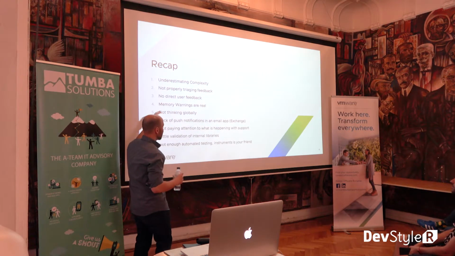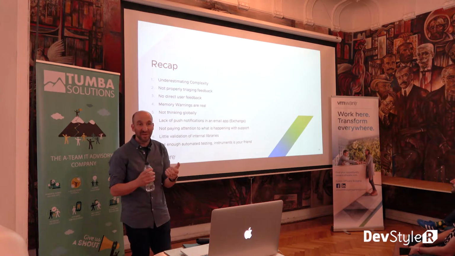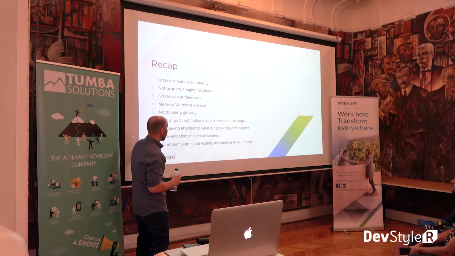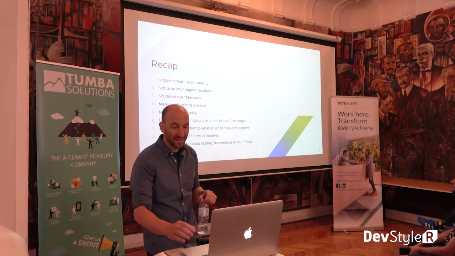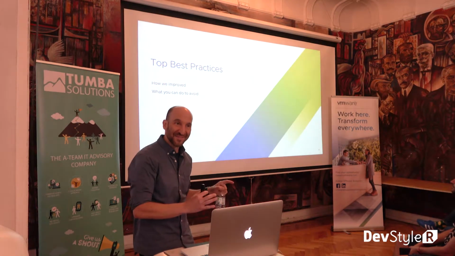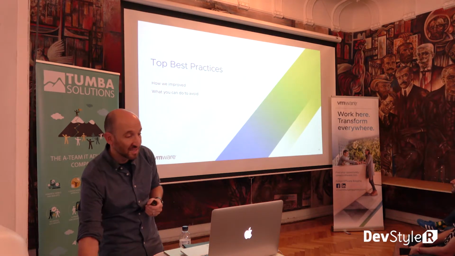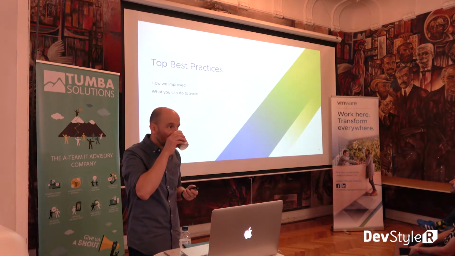No push notifications, so users want to know about email. They want to know when the email comes. They don't want to know 2 hours later when you open the app, right? They want to know right away. Not paying attention to what's happening, and we didn't validate internal libraries, right? Okay, so that's the bad stuff. Don't make those mistakes. Now, to the good stuff, to the stuff that you should do, or at least, hopefully, you should do some of these, and I think it would help you, because they helped us.